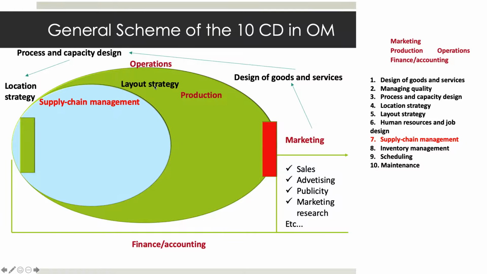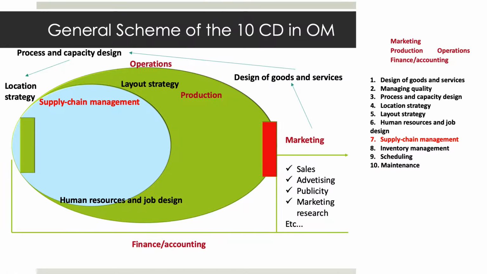Then we create the layout strategy in production. What is layout strategy? The arrangement that I will have in the internal way of how I will produce. Okay, human resources and job design: with the supply chain management office and with the production office, we design how many people we will need for the production, what those people will do, and this is another critical decision.